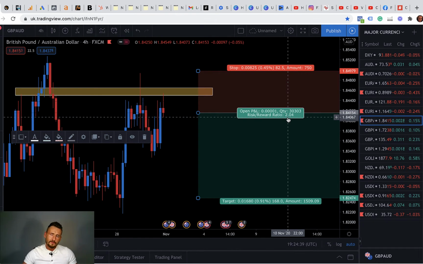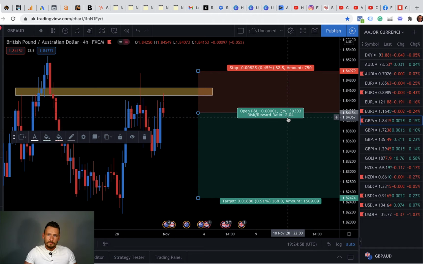If you have £1,000 in your account, what do you want to be risking? You want to be risking 1%. What's 1% of 1,000? It's £10. So we only want to be risking £10 on this trade. We don't want to be risking 20, we don't want to be risking 30, we want to be risking £10. So how would we do that?